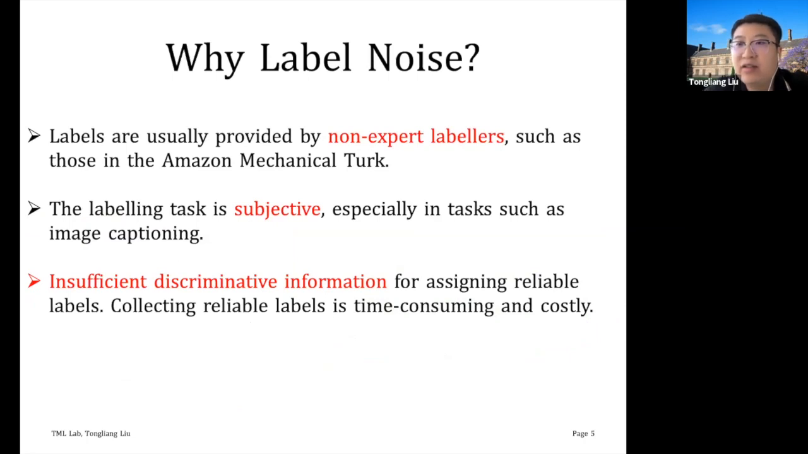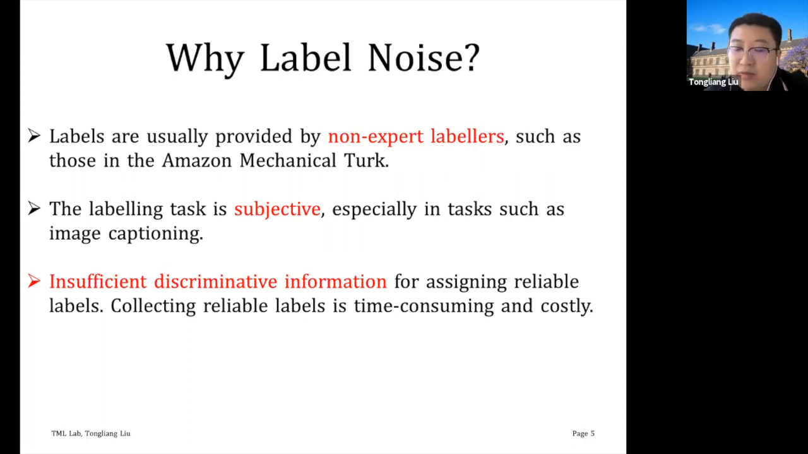For example, for some diseases, even very experienced doctors may have different opinions. They can provide different labels because it is a very subjective task. The last reason is that for many data, the data itself contains insufficient discriminative information. For example, given an image that is very blurred, it is very hard for us to identify the content. Then when we label the image, with high probability we will make mistakes.